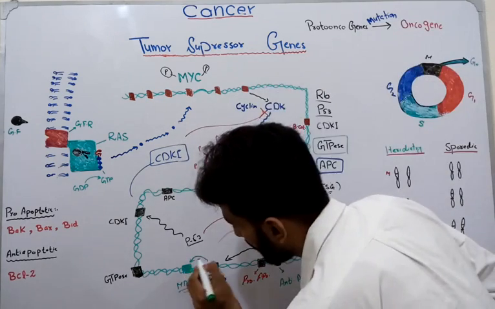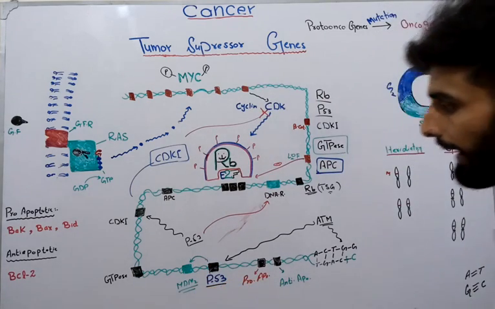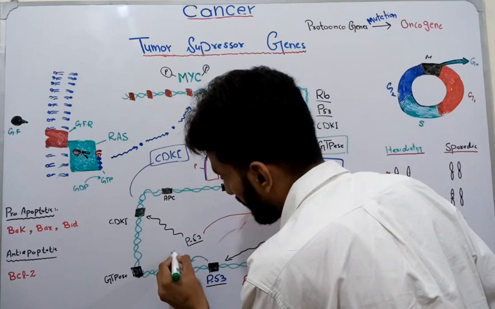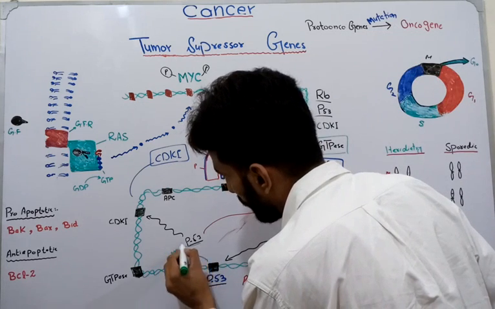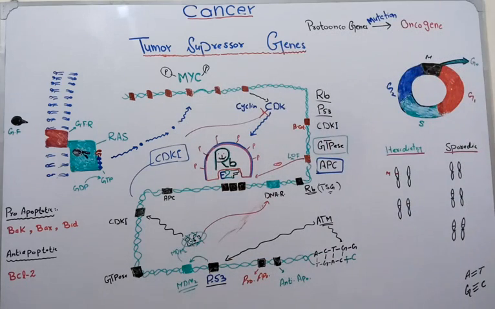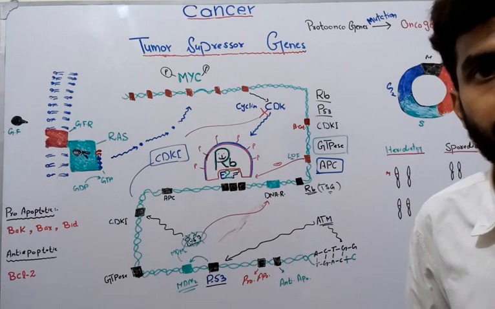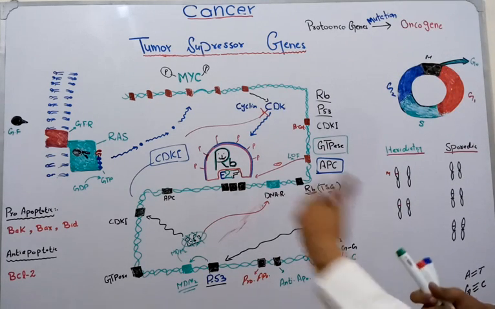MDM2. It will stimulate another gene, MDM2, and its product MDM2 will destroy and dissociate this P-53 protein because it is of no use. All the mutation has been repaired. Now we do not need to arrest the cell cycle.